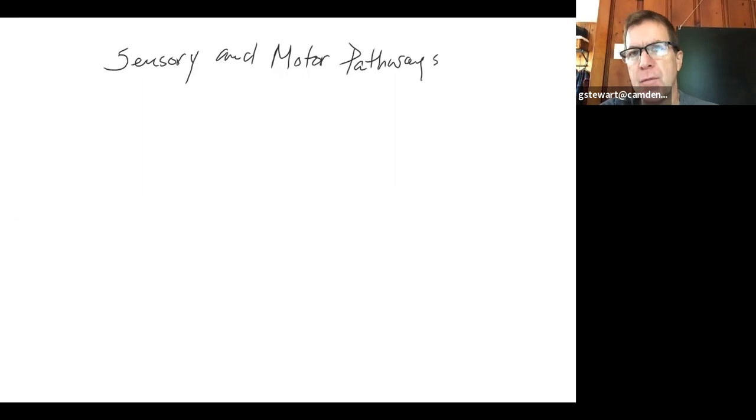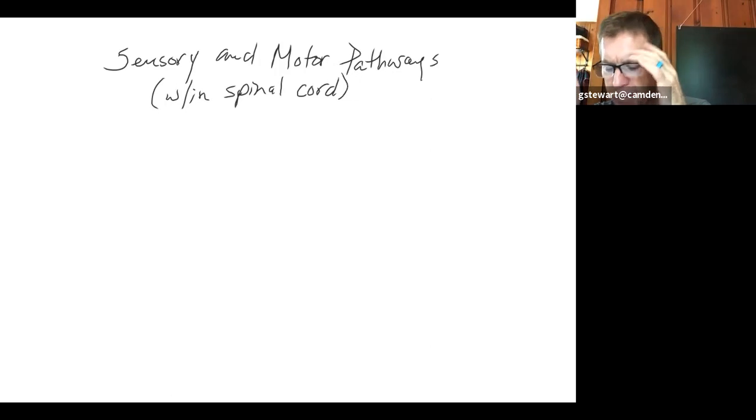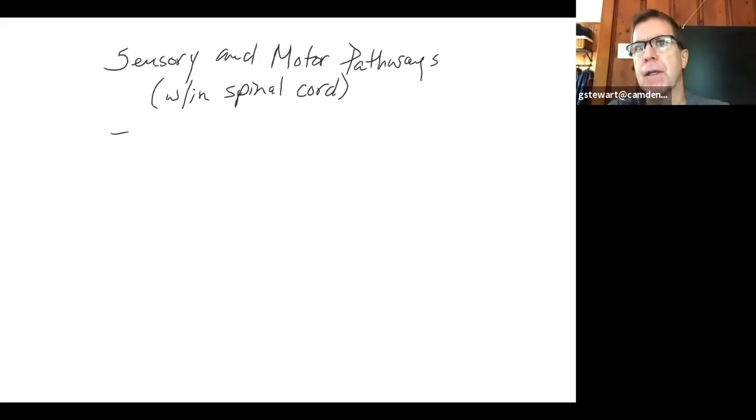I believe we finished with section 12.10 in the last lecture, so I'm going to jump right into section 12.11. On this first whiteboard, I'm just going to write: sensory and motor pathways. This is within the spinal cord, really within the central nervous system, but it's hooked up to the topic of the spinal cord. So some things to highlight here before we talk about specifics.